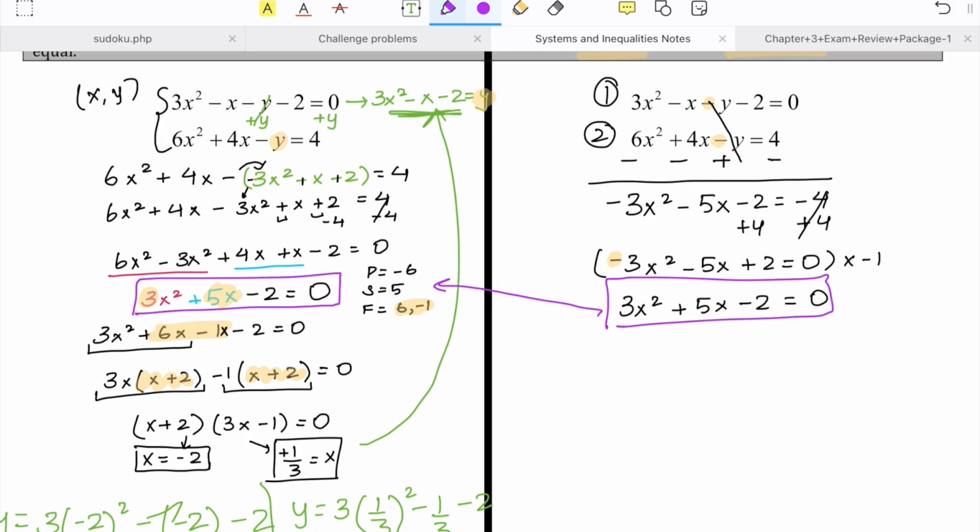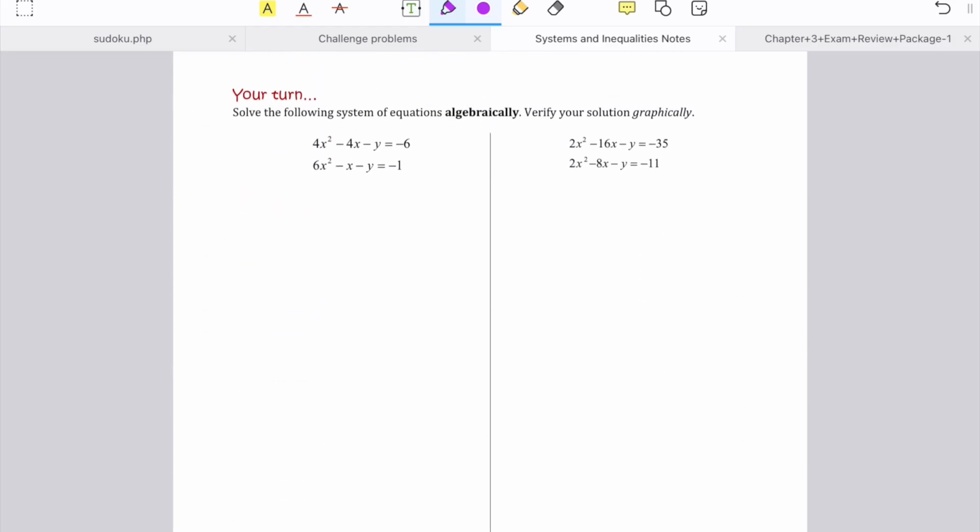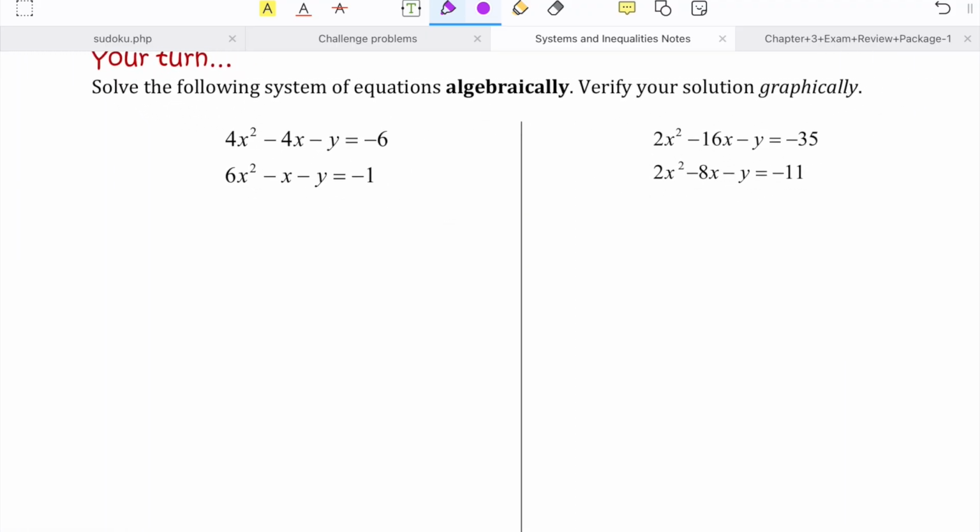That's it. That's the lesson. So I want you guys to do these 2 questions and verify your solution graphically. Two questions means elimination, substitution each. Okay?